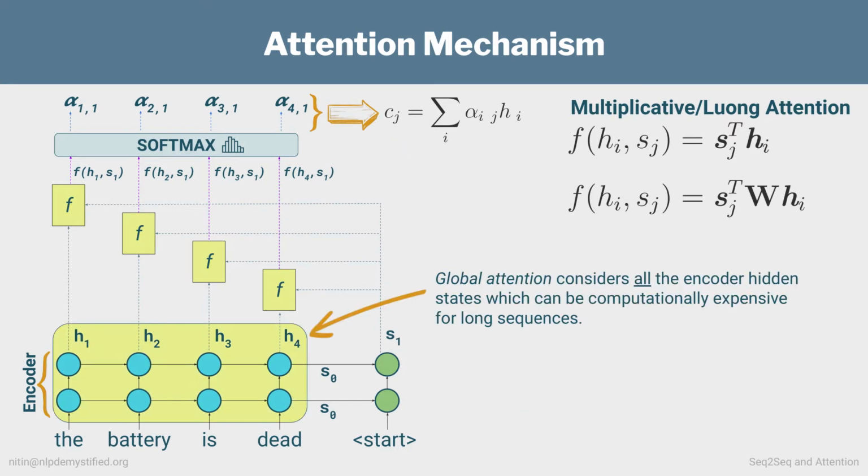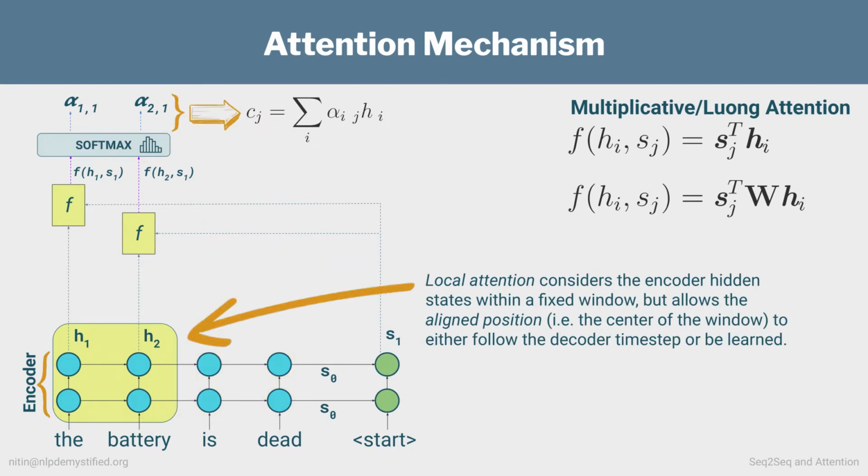Luong and colleagues also expanded on the concepts of global versus local attention. What we've seen so far is global attention, where all the hidden encoder states are used to create the attention weights. This works fine most of the time, but when we start working with longer sequences, this can become computationally expensive. So an alternative is local attention, where the hidden encoder states only within a sliding window are considered. This is a fixed sized window, but where the center of the window can be different. So the center of the window is a particular encoder time step, and this time step can either match the decoder time step, or it can be learned through weights. I've included a link to read more about this.